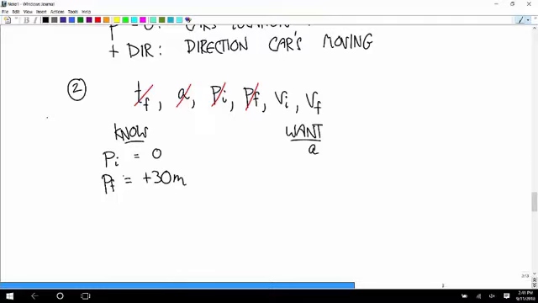Okay, so the initial velocity: we know the speed is 40 meters per second, and then we have to think about the sign. The sign of the velocity is the direction that the thing is moving. Is it moving in the positive or negative direction? Positive. So V initial is positive 40 meters per second. And then the last one is, do we know the final velocity? When the car comes to rest, rest means 0 velocity, so this is equal to 0.